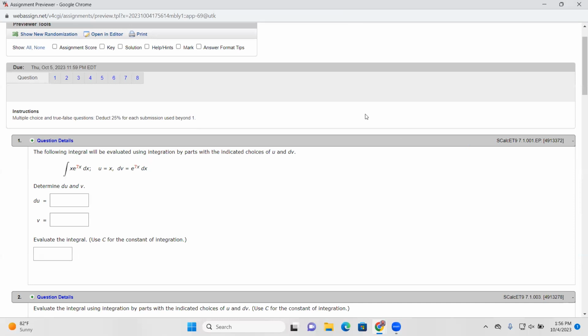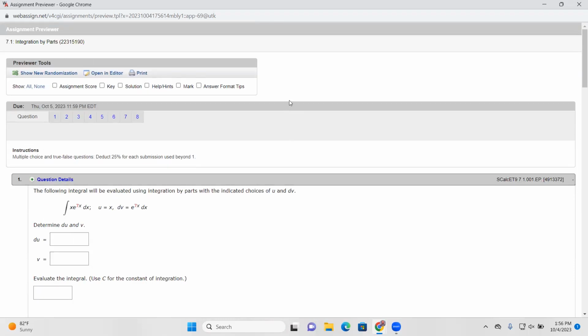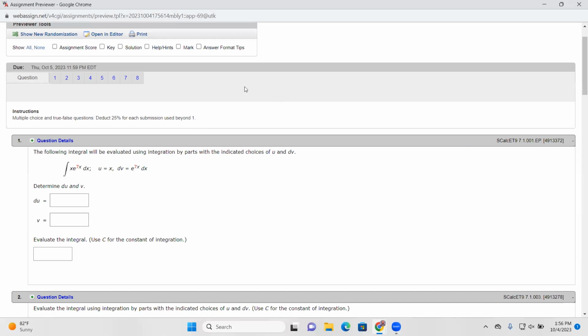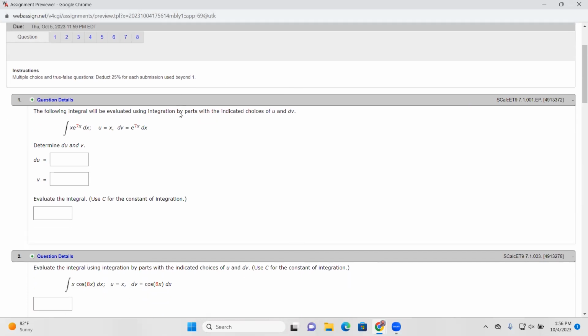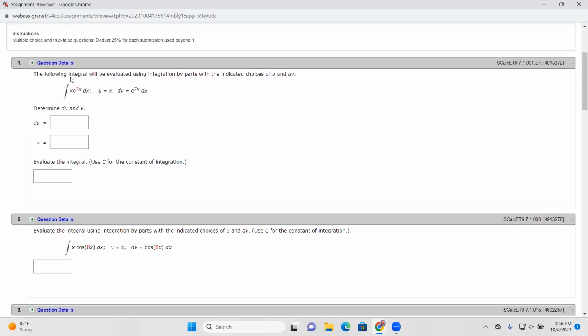All right, so let's take a look at the section 7.1 homework here to talk through the solutions. Right, so we've got the integral of x e to the 7x. This is the classic form of a polynomial times cosine kx, sine kx, or e to the kx. Here we've got e to the 7x.